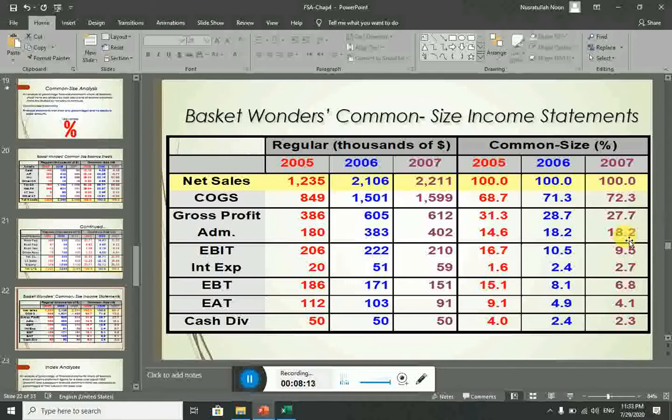Similarly, administrative expenses are 18.2% of the total sales. Similarly, EBIT, earnings before interest and tax, is 9.5% of the total sales. Similarly, interest expense is 2.7% of the total sales. Then we have earnings before tax, EBT, and earnings after tax, EAT. Then we have cash dividend, for example, 2.3% of total sales. So this is how we interpret the results.